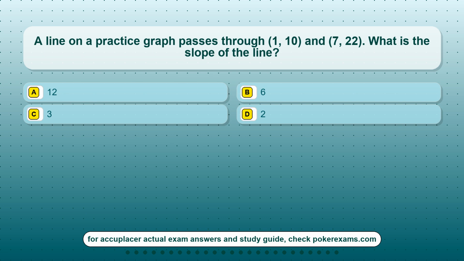Question 23. A line on a practice graph passes through (1, 10) and (7, 22). What is the slope of the line? Option A, 12. Option B, 6. Option C, 3. Option D, 2.